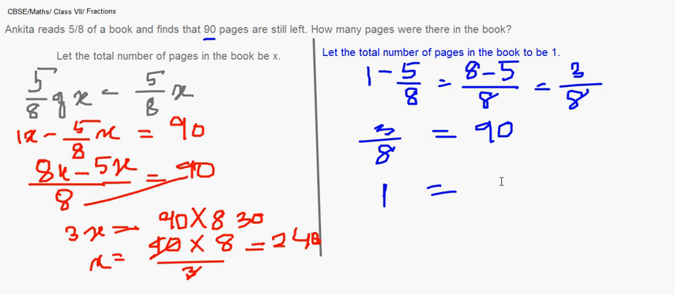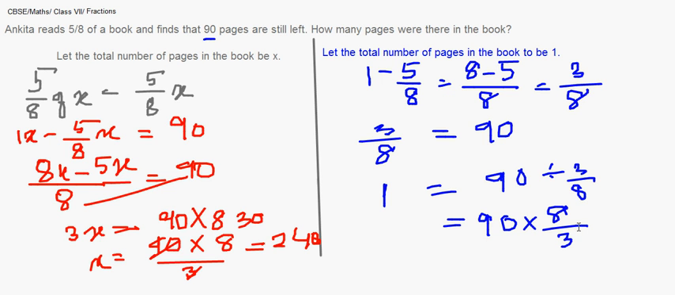It will be 90 divided by 3/8, and that would get reciprocated, thereby giving me 8 by 3. I can cancel, this will give me a 30, thereby getting an answer 240 as well. So the number of pages won't change, it will be 240.